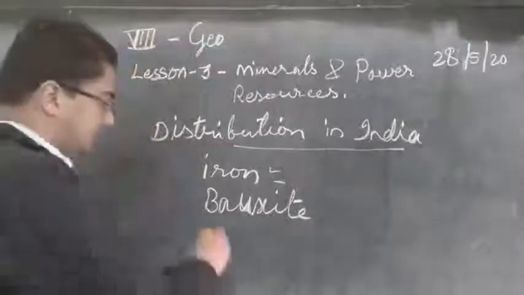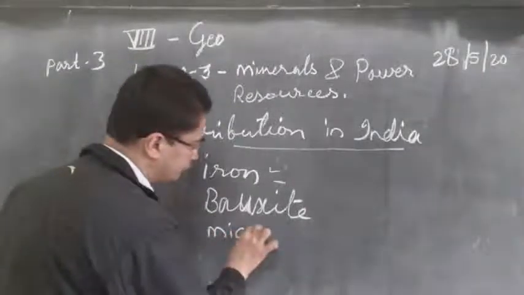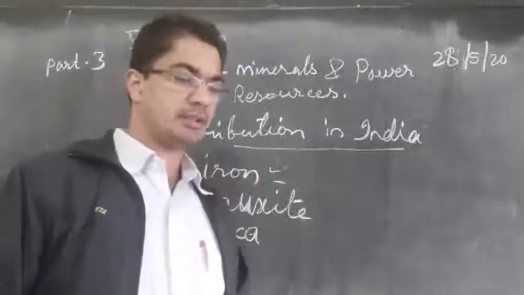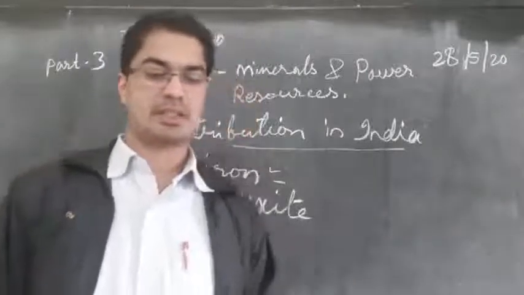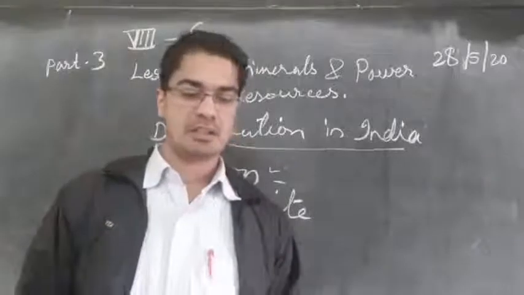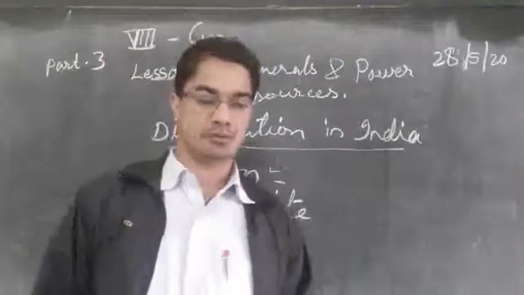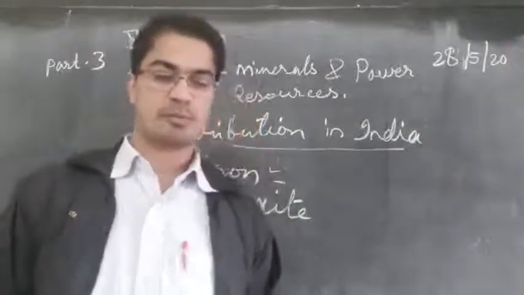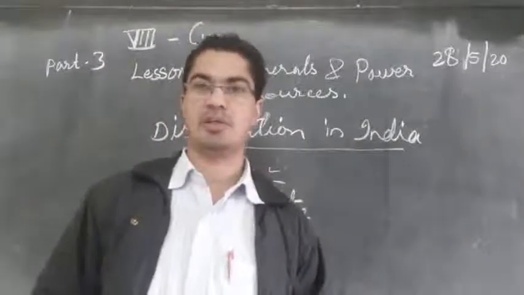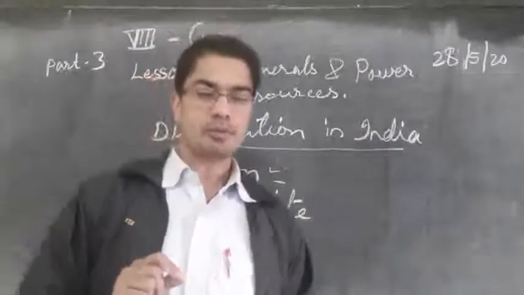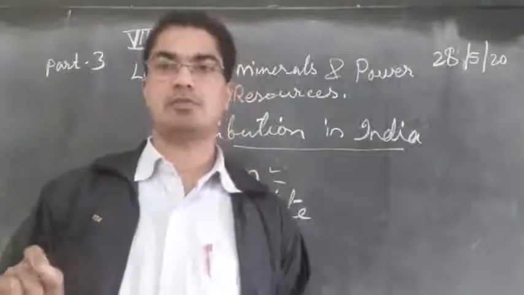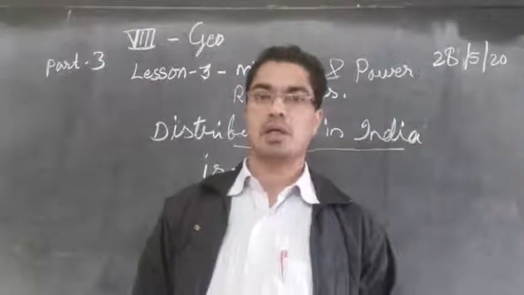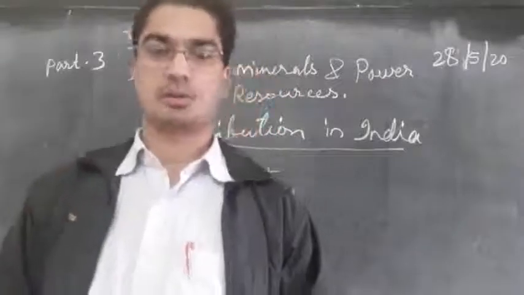Another one is mica. Mica deposits mainly occur in Jharkhand, Bihar, Andhra Pradesh and Rajasthan. India is the largest producer and exporter of mica in the world. You can underline that. So India has first rank in producing mica as well as exporting it to the rest of the world.